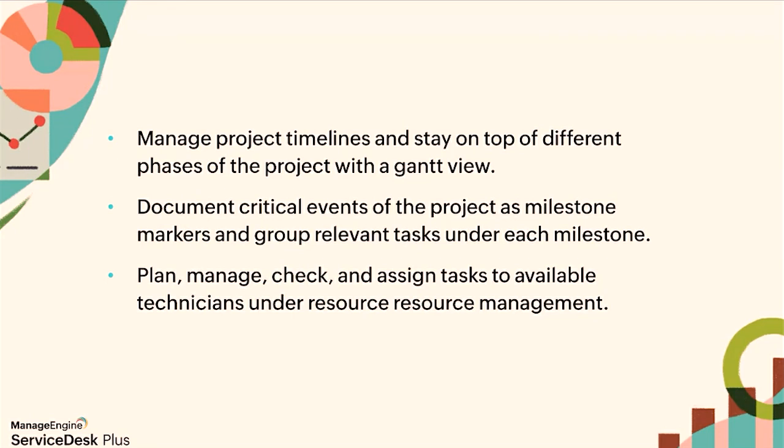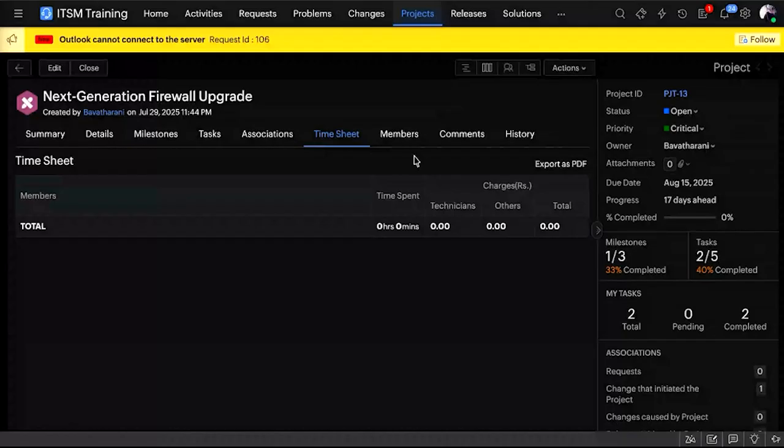Then we have resource management. Using resource management, we will be able to assign tasks to the technician based on their availability and workload. This will make sure that the right people are working at the right task at the right time. Now, let me switch back to the application and show you the Gantt view and the resource management.